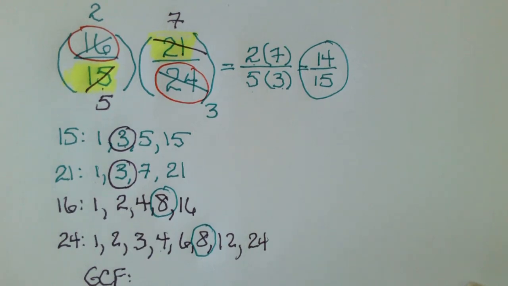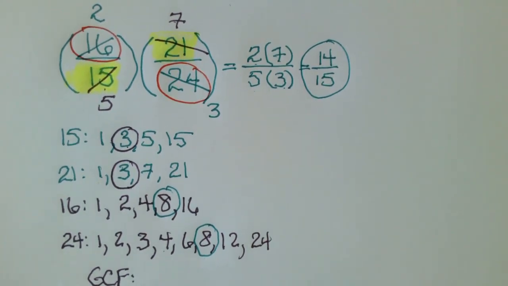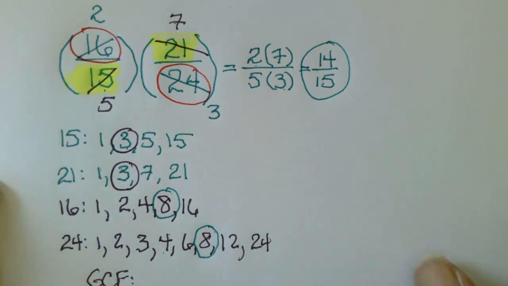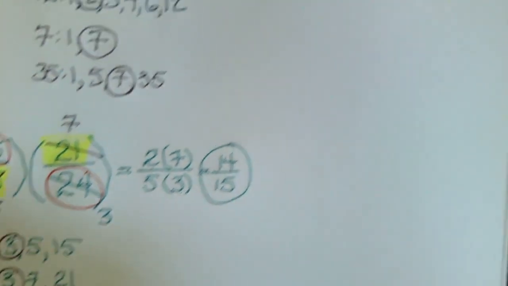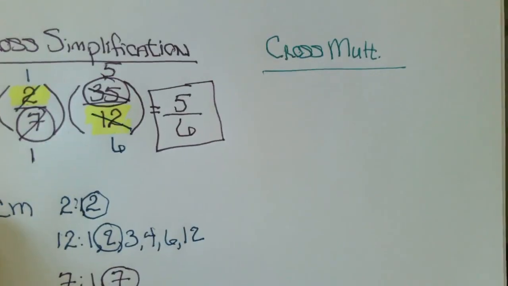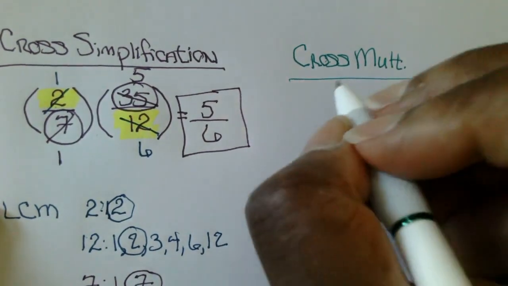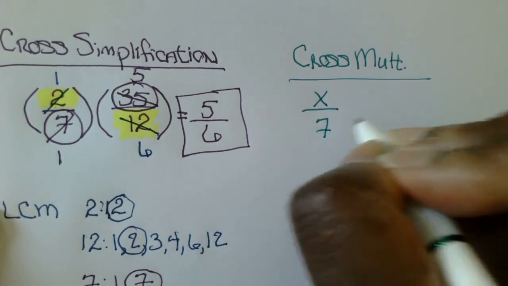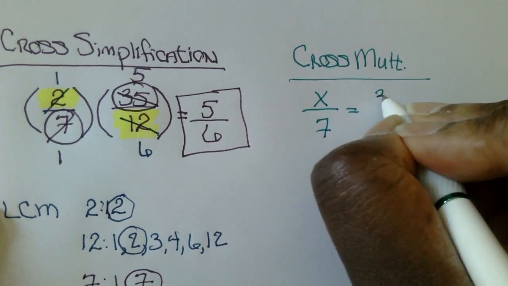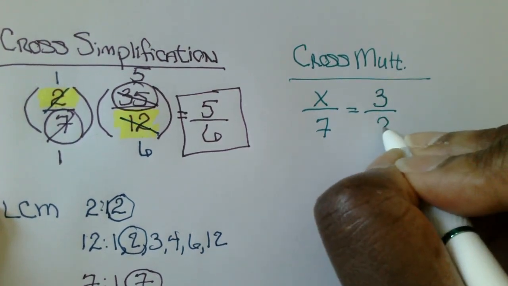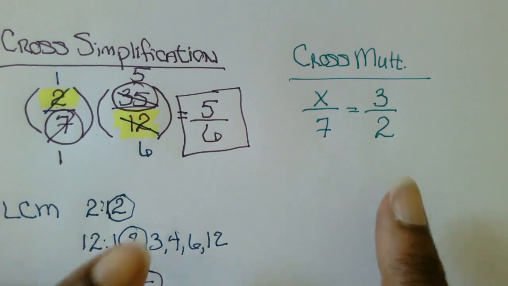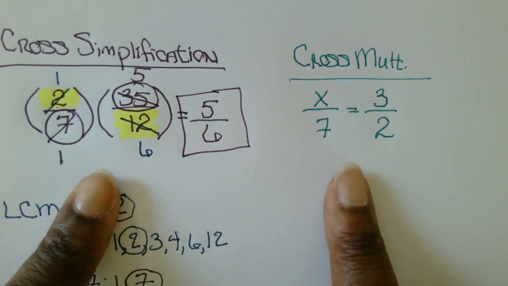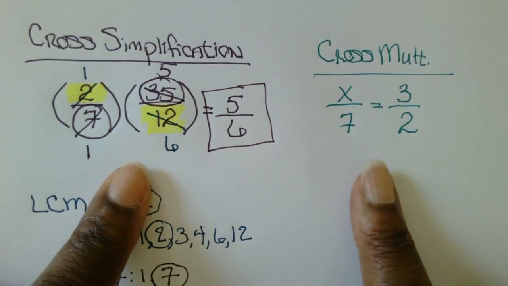That's when you cross-simplify. But now we're going to go into what's called cross-multiplication. The difference you'll actually see in a moment. When you have x over 7 equals 3 halves, just looking at these two, what do you notice? What's different?